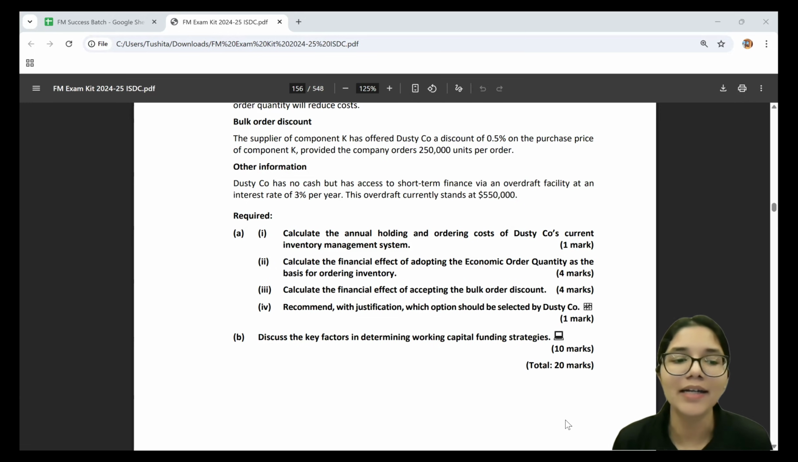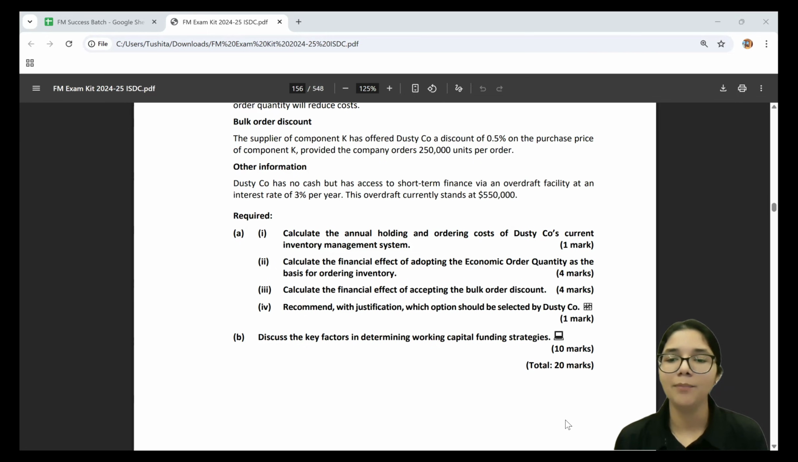And then lastly, for 10 marks, the question is asking you to discuss the key factors in determining the working capital funding strategies. Now, there are two kinds of strategies which relate to working capital. One is the funding strategy that has been asked from you people. What is another strategy that relates to working capital? Working capital funding, and the other one is working capital investment strategy. Absolutely right.